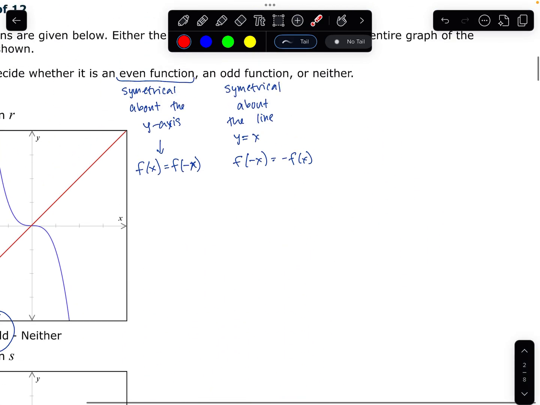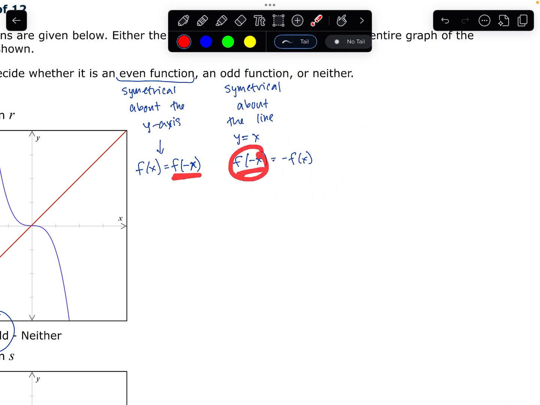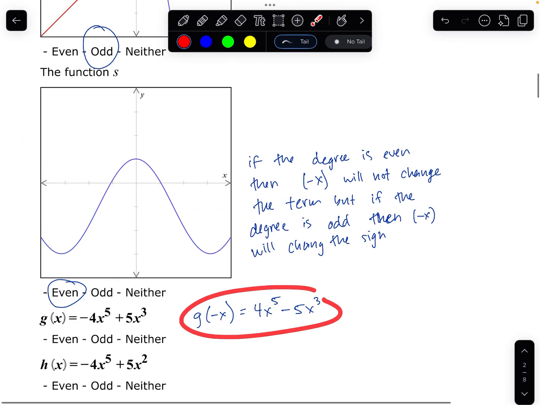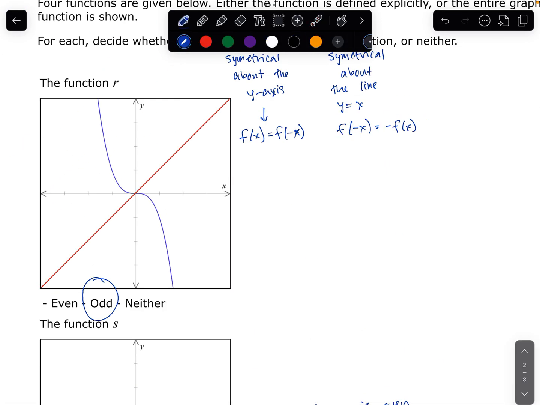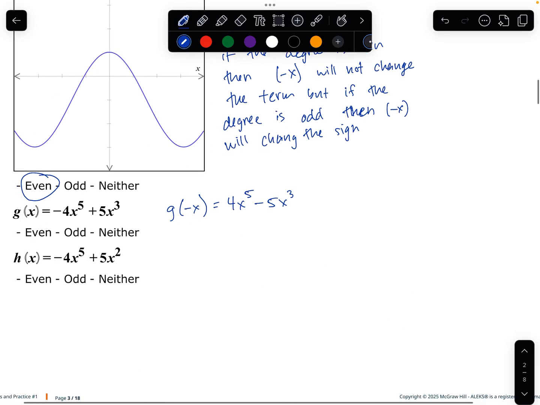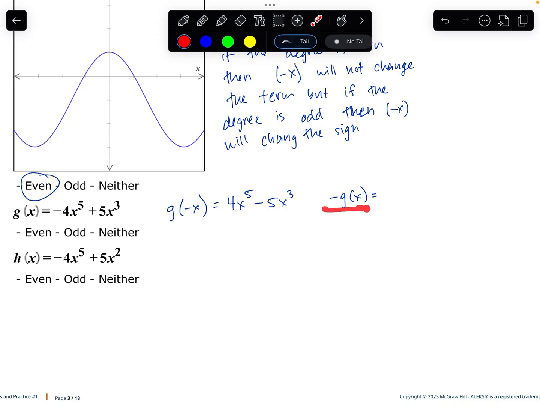And now I check to see if it's odd. So I already have this part because I checked it here. So does the function I have here equal negative f of x? So what is negative g of x? For negative g of x, what that does to this function is it flips the signs of every term.